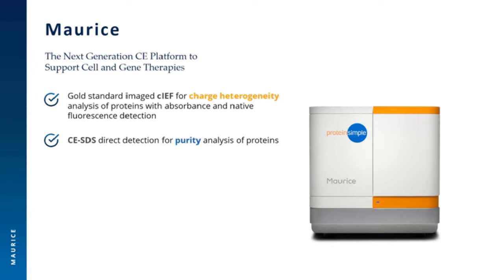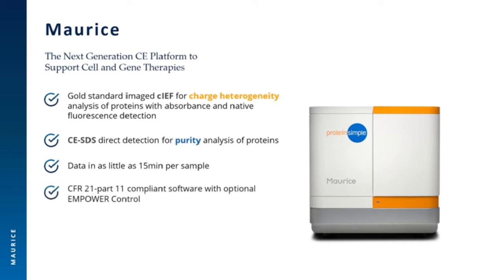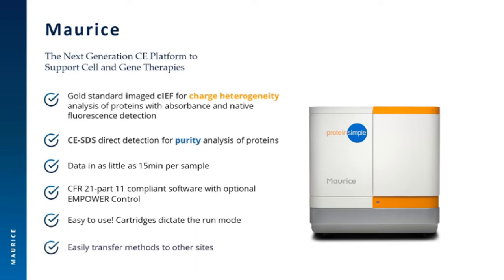You need your data fast, and Maurice can provide it with data ready in as little as 15 minutes per sample, which allows for faster decisions as well as rapid method development. We've designed the instrument to be easy to use and have cartridges that dictate the mode run. Our software is 21 CFR Part 11 compliant with optional audit and power control, and methods on Maurice are easily transferred to other sites, just like our Simple Western and Simple Plex technologies.